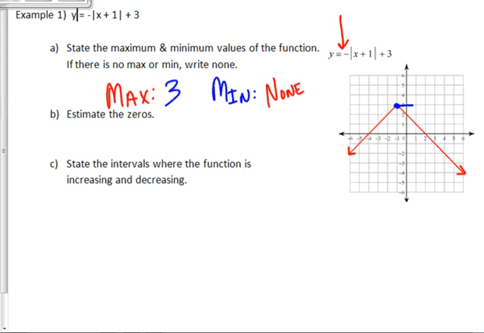Estimating the zeros. And again, it's an estimate, so it's an approximation. That's where it crosses your x-axis, and this graph crosses my x-axis here and there. So negative 4 and 2 would be my two zeros.